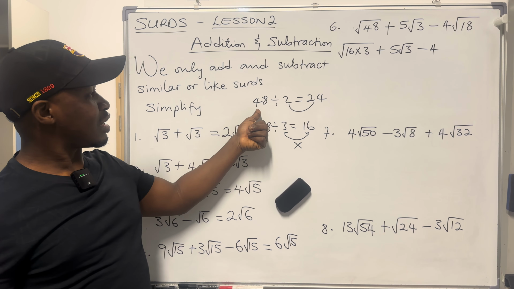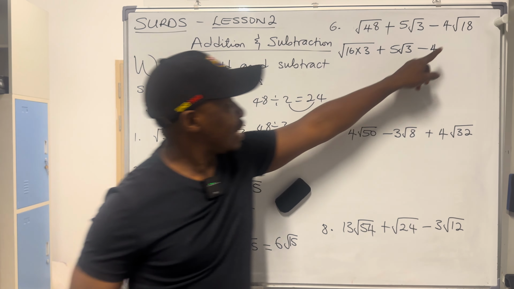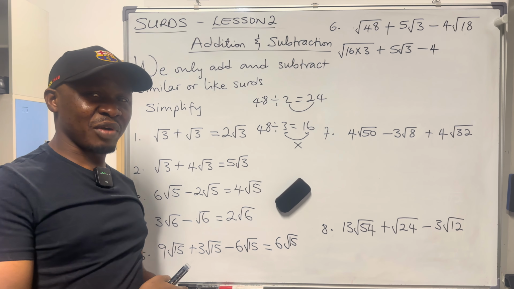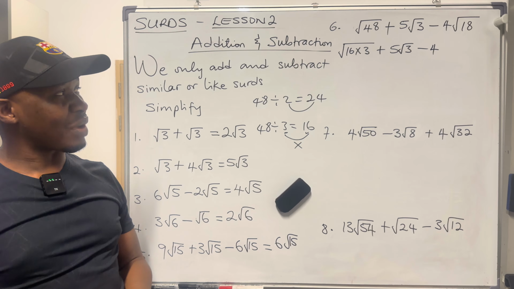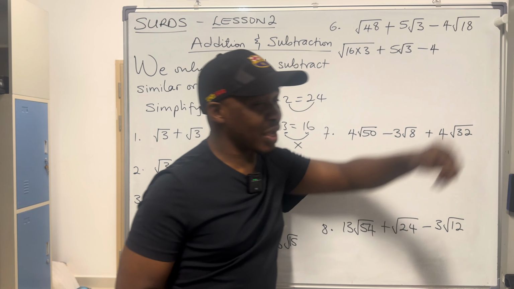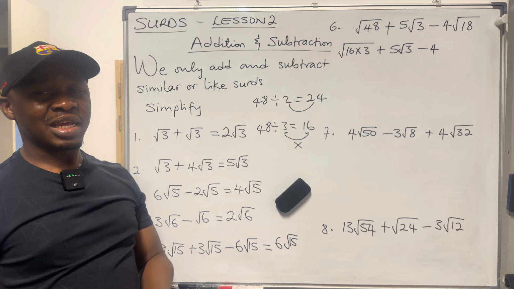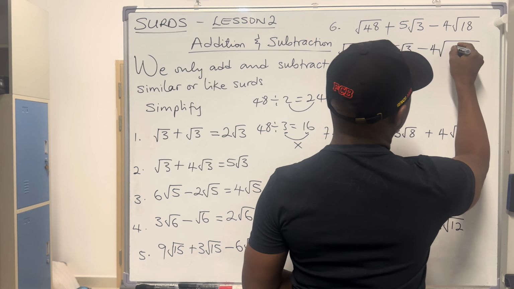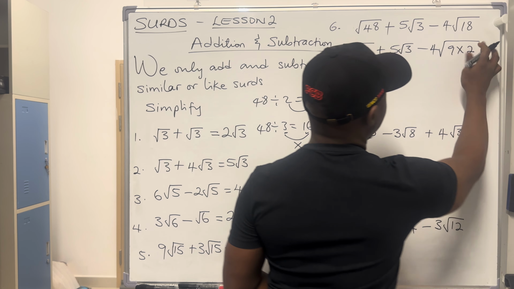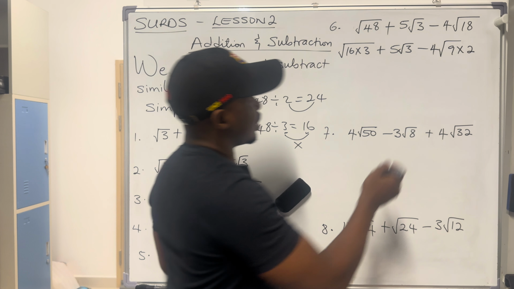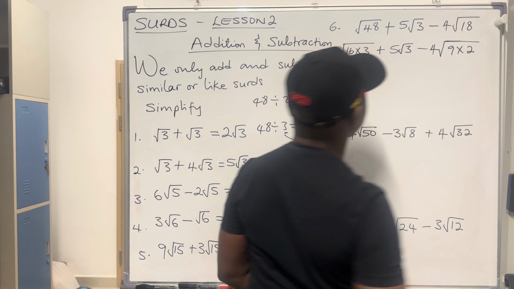Let us do 18. 18 divided by 3 is 6. 3 is not a perfect square, 6 is not a perfect square. So let's go back to 2. 18 divided by 2, what do we have? We have 9. 9 is a perfect square. So we say 9 times 2. Do not split the roots like this, it doesn't work at all. Make sure the root covers this.